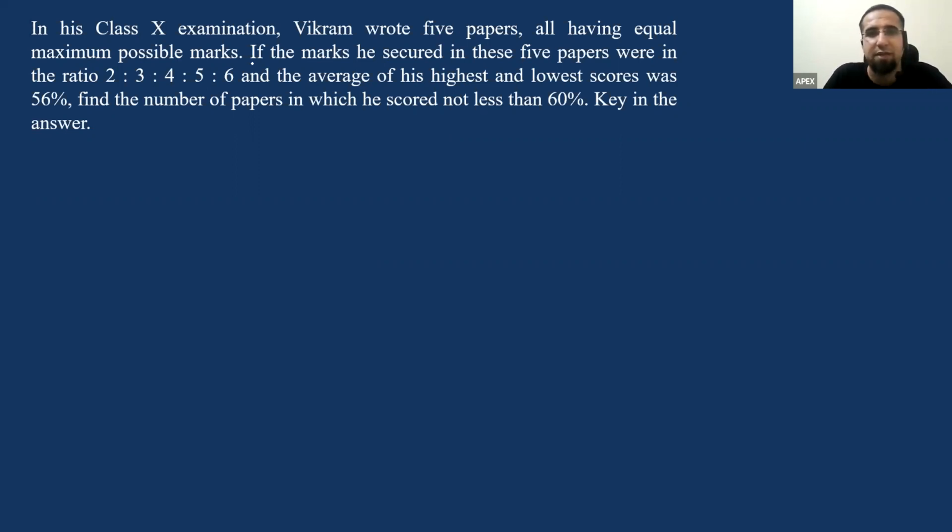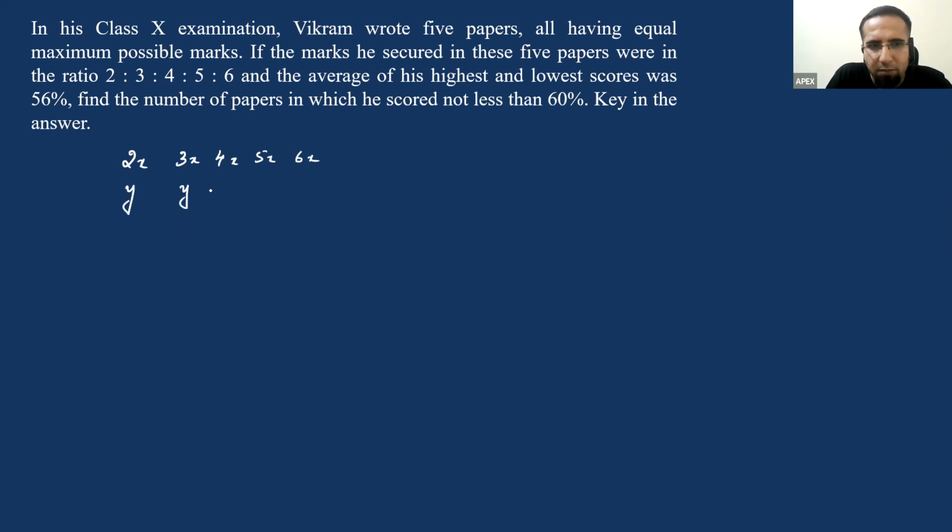So in class 10th of an examination, Vikram wrote 5 papers, all have equal maximum marks. If the marks secured in these 5 papers were in the ratio of 2 is to 3 is to 4 is to 5 is to 6, this is a must solve question in the examination. Very easy question. So he got 2x marks, 3x marks, 4x marks, 5x marks, and 6x marks.